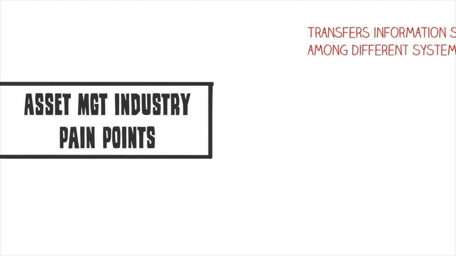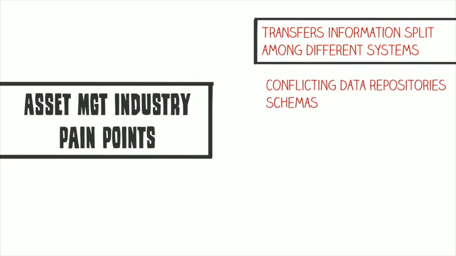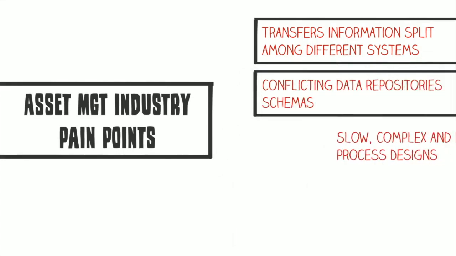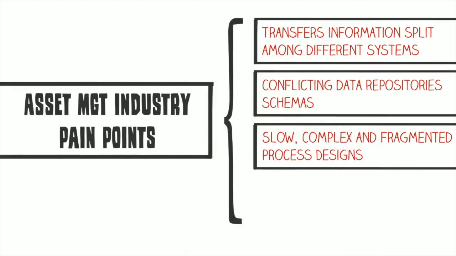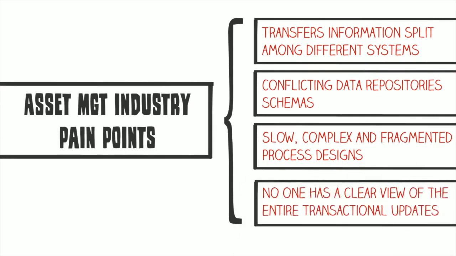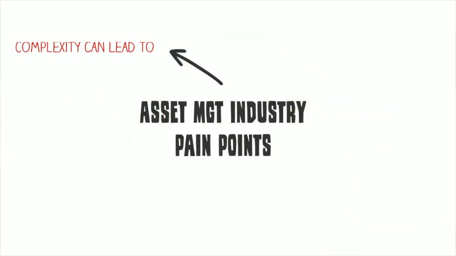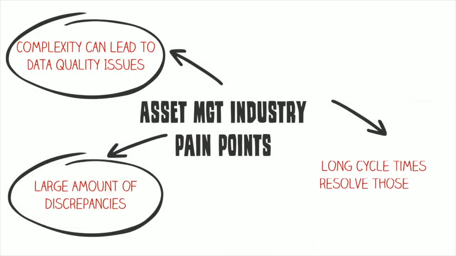We started by identifying current asset management industry pain points. Typically, information about an asset transfers through its lifecycle is split among many different systems, conflicting data repository schemas, slow, complex, and fragmented process designs. No one has a clear view of the entire transactional updates throughout a given asset's lifecycle and associated contracts. All this complexity can lead to data quality issues, a large amount of discrepancies, and long cycle times to resolve those discrepancies.